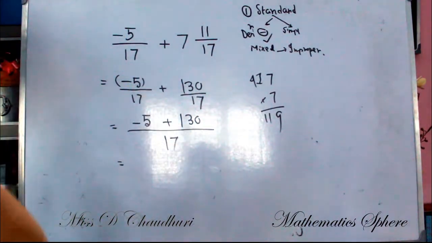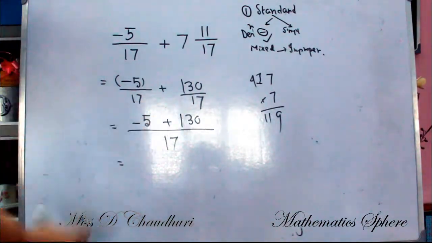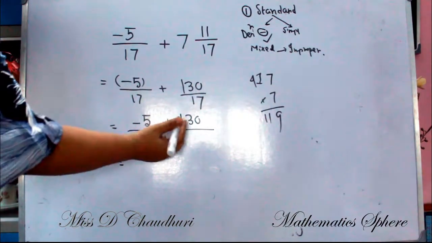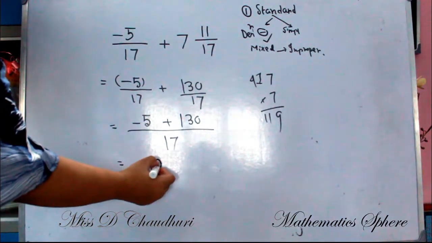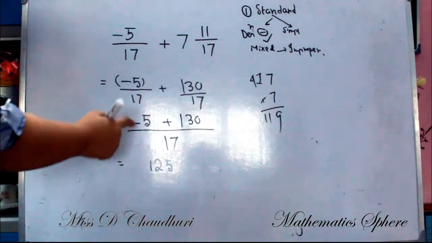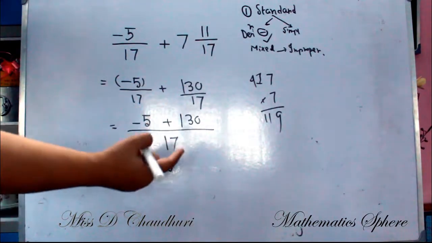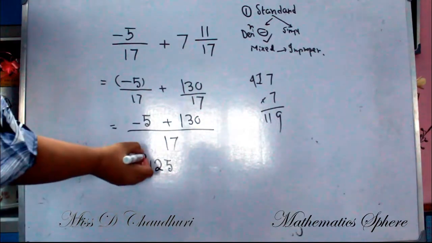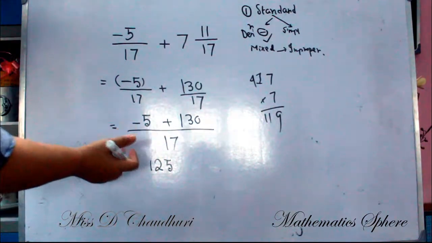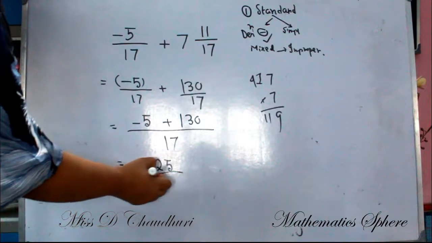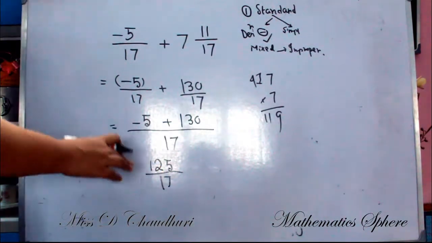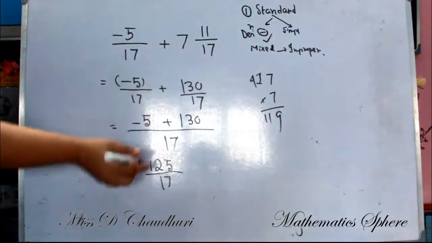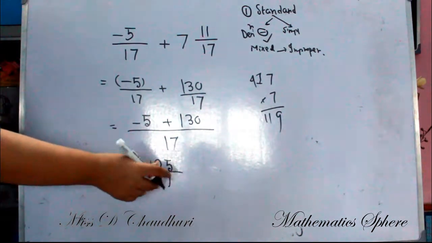In integers we have seen that if two different signs are given, the smaller is subtracted from the greater one. That means 130 minus 5 gives 125, and the sign of the larger absolute value is put in front. Here the larger one is 130, so we get positive only, no need to put any sign, 125 by 17. Now this answer is in the standard form, but as the question was given in mixed form, we will again change this to the mixed one.